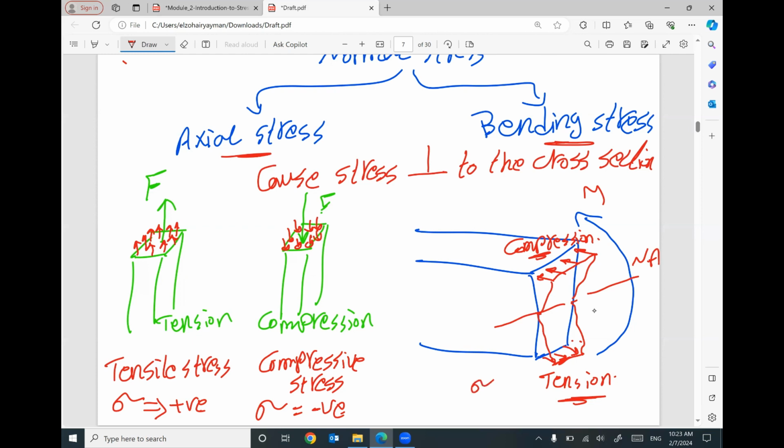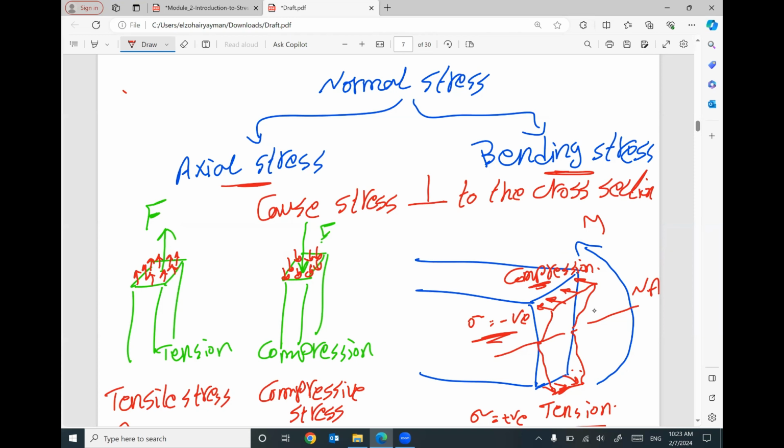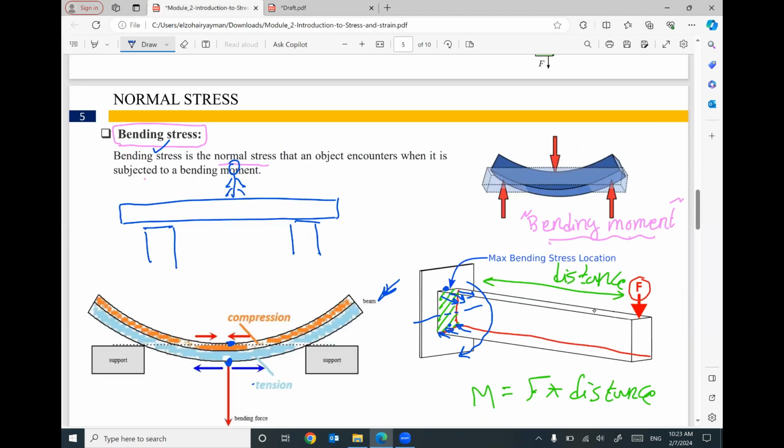This part will have sigma positive. This part will have sigma negative. So this is the meaning of normal stress. Normal stress can be axial stress or bending stress. Axial stress if we have axial force, tension or compression. Bending stress if you have moment. But both of them will cause normal stress sigma, which is perpendicular to the cross section. That makes sense?